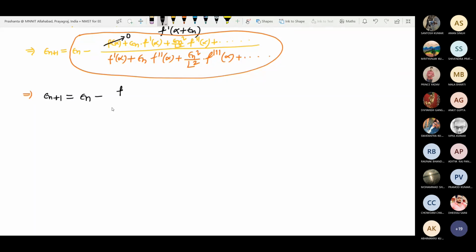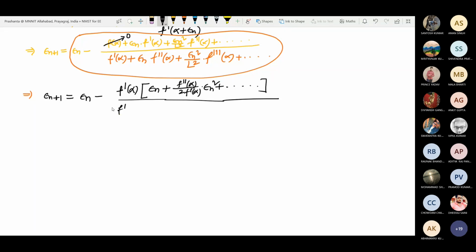So take f dash alpha common from the numerator. If you take it, the first term will be epsilon n plus, the second term will be f double dash alpha by 2 times f dash alpha into epsilon n square and the remaining terms. Is it okay? Yes, sir.